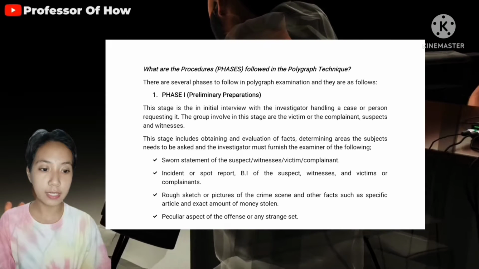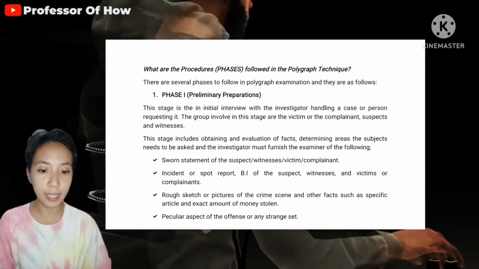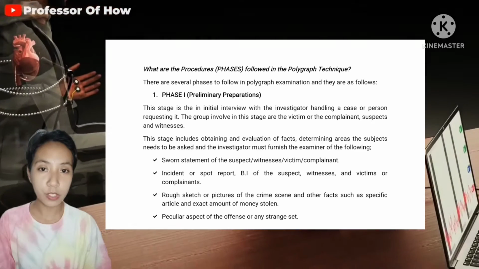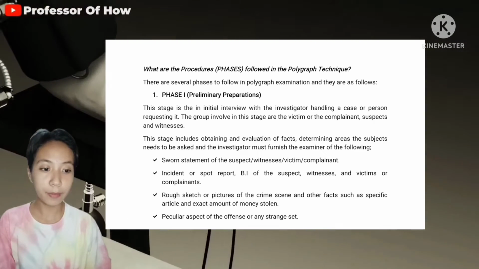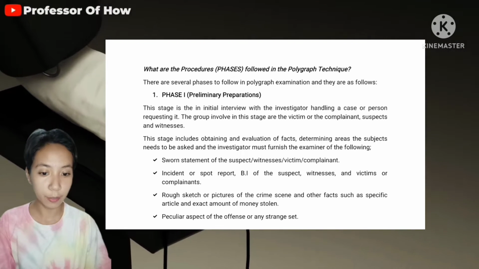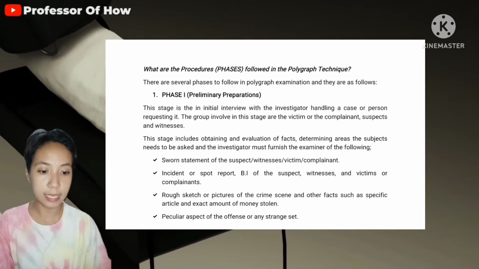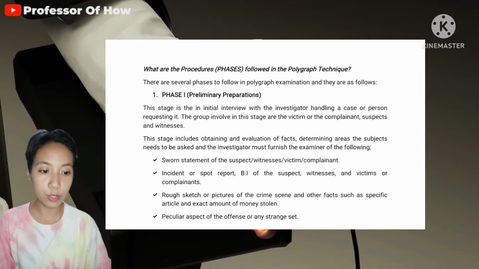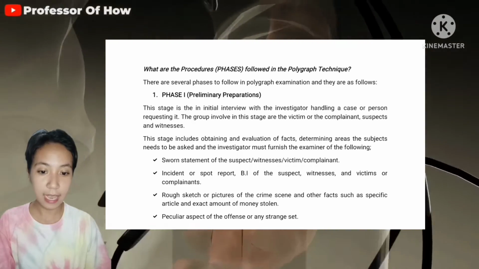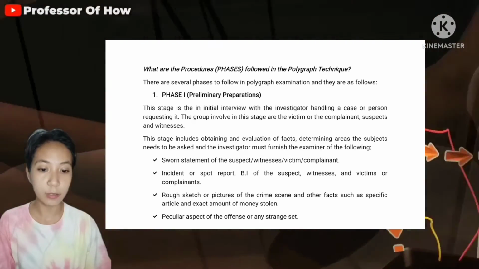This stage is the initial interview with the investigator handling a case or the person requesting it. The group involved in this stage are the victim or the complainant, suspects, and witnesses. This stage includes obtaining an evaluation of facts and determining areas the subject needs to be asked.